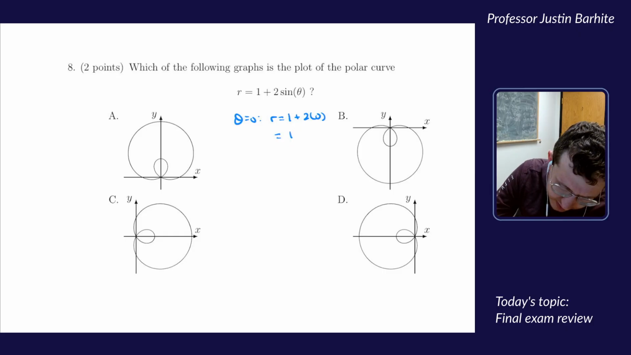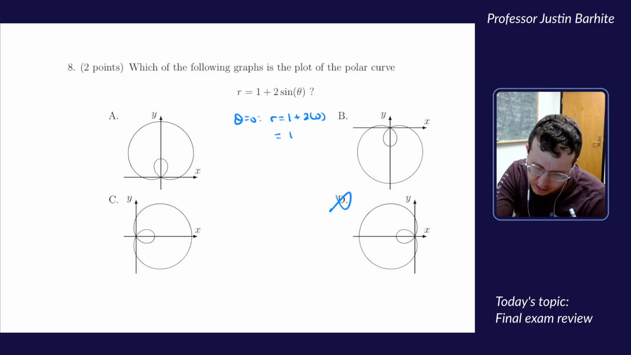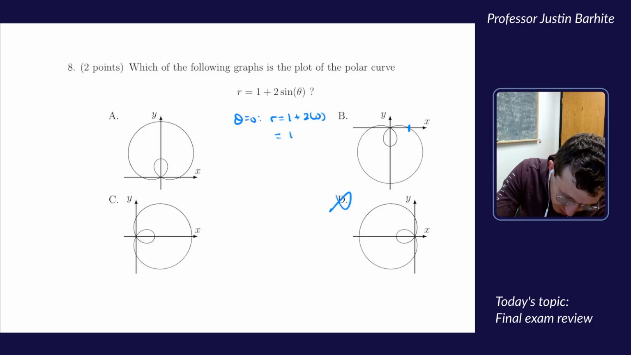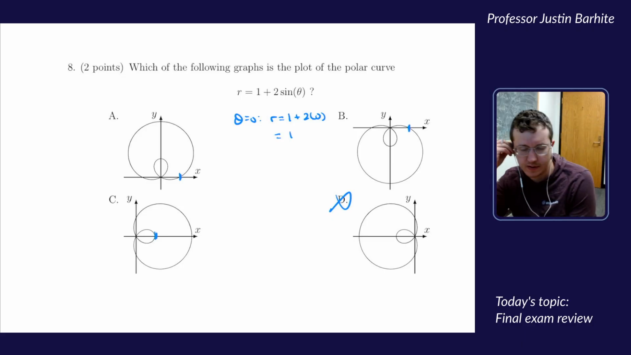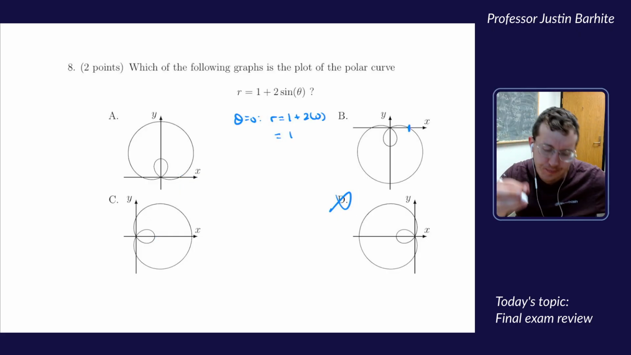I guess that rules out option D, because r is definitely not positive 1 here. Could that be positive 1? Yeah, probably they all are.